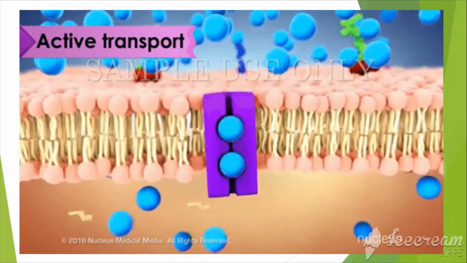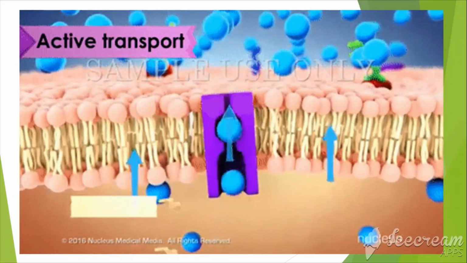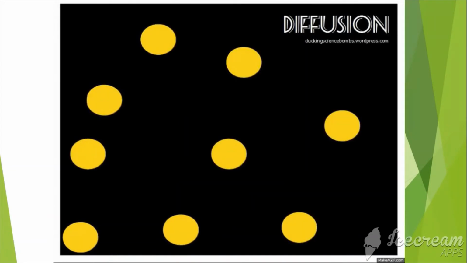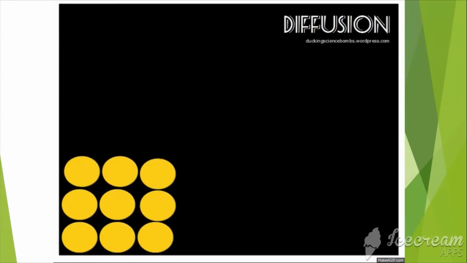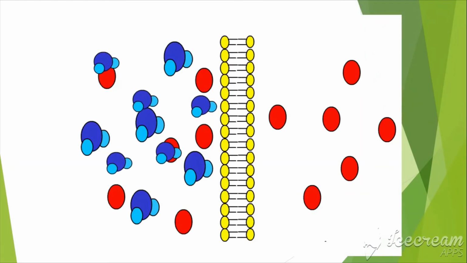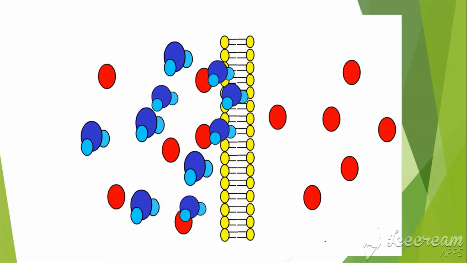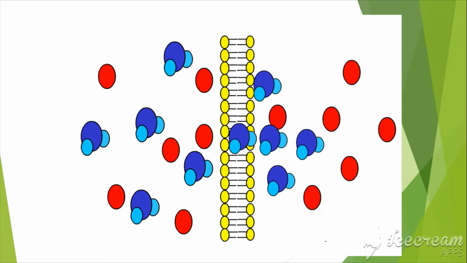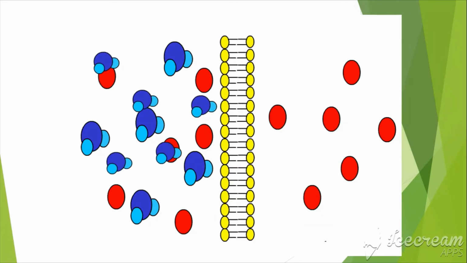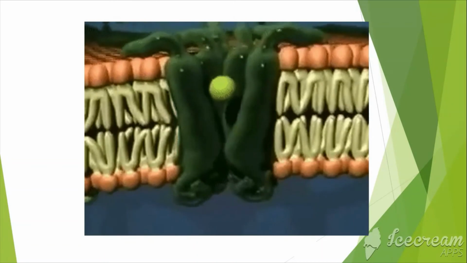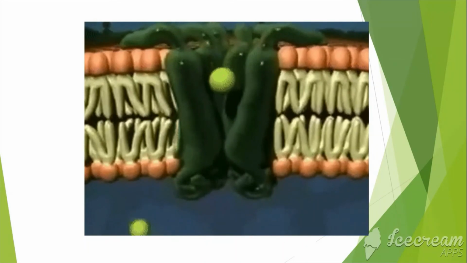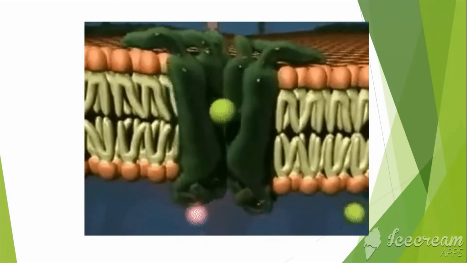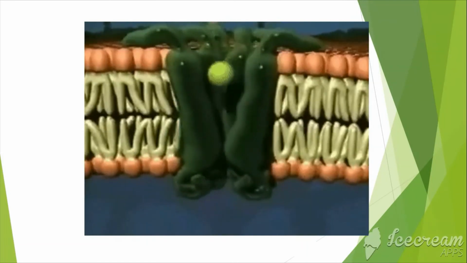In summary, diffusion is the movement of molecules and ions from high concentration to low concentration. This process can happen in solids, liquids, and gases, and does not require any energy. Osmosis is the movement of water molecules from high water potential to low water potential through a partially permeable membrane. And lastly, active transport is the movement of molecules from a region of low concentration to high concentration using energy from respiration. This process involves transport proteins which are found in the cell membrane.